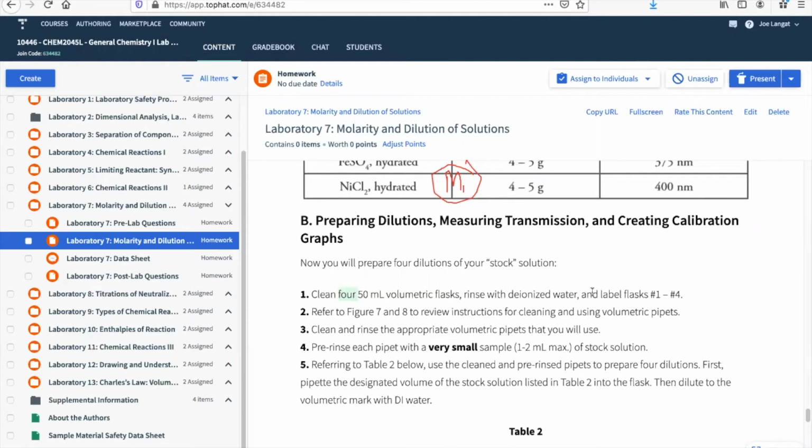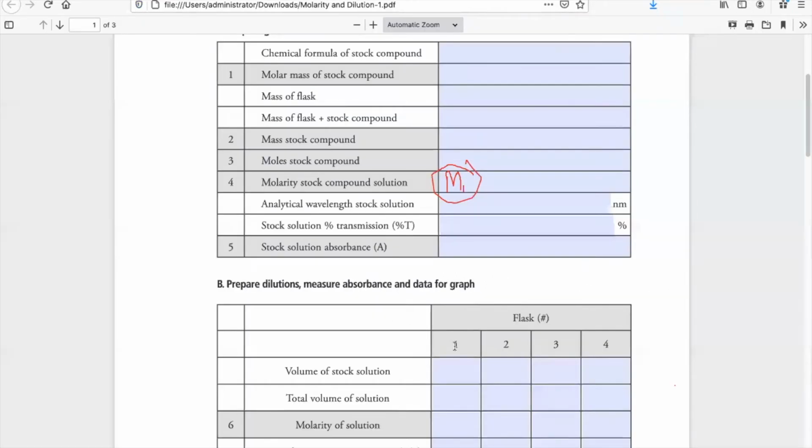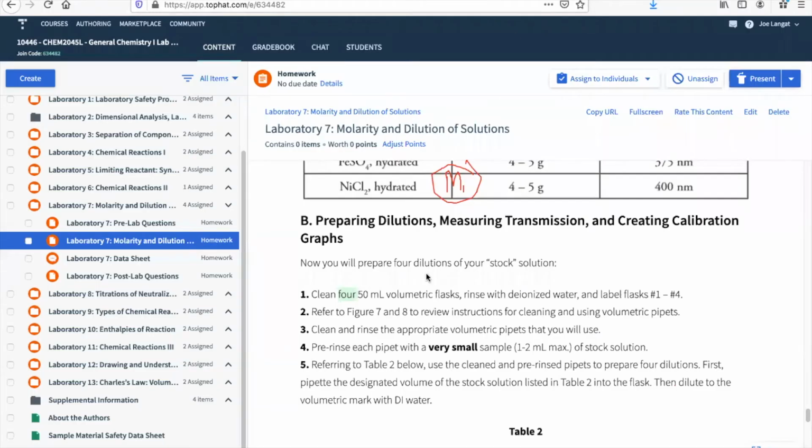Rinse with the iron as water and you label to 1, 2, 3. It will correspond to 1, 2, 3, 4. So you know the capacity of the volumetric flask. This is your M1. This is your M2.